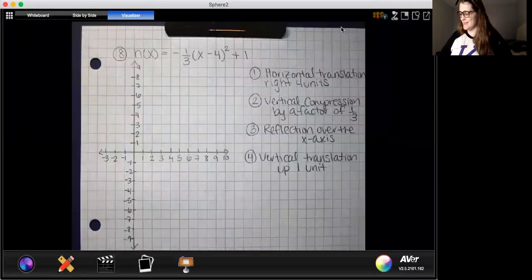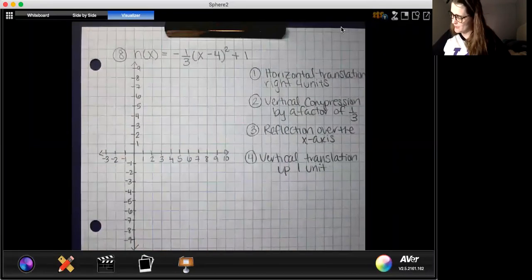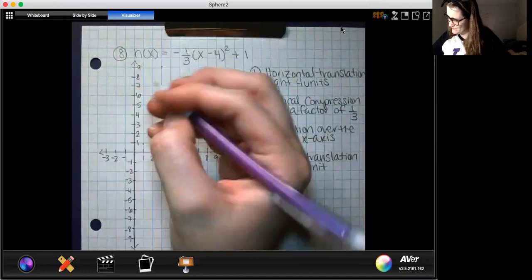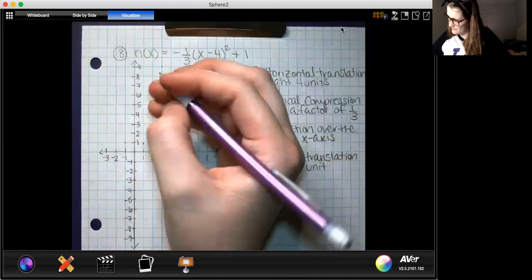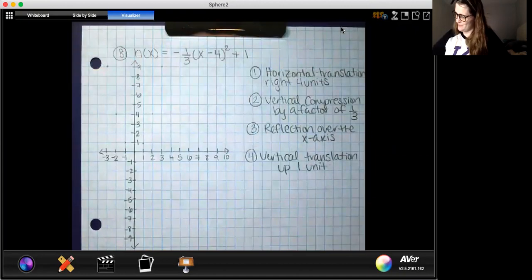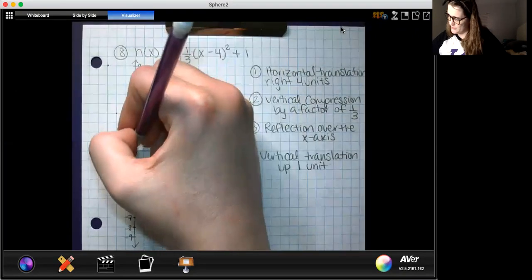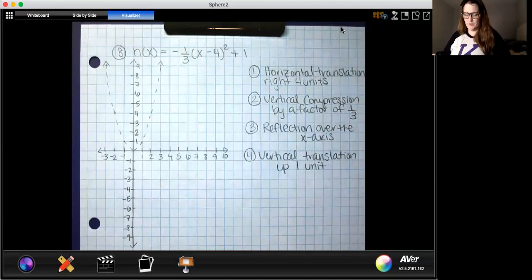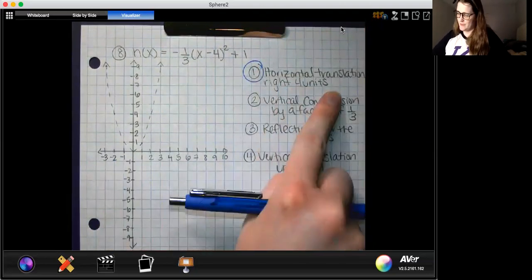Okay, here's my axes. Again, I focus to the right and I focus down. Start with our parent function. Try that again. Dashed line for our parent, for the original. Okay, now let's look at those colors. So horizontal is blue. So we're moving to the right 4 units.